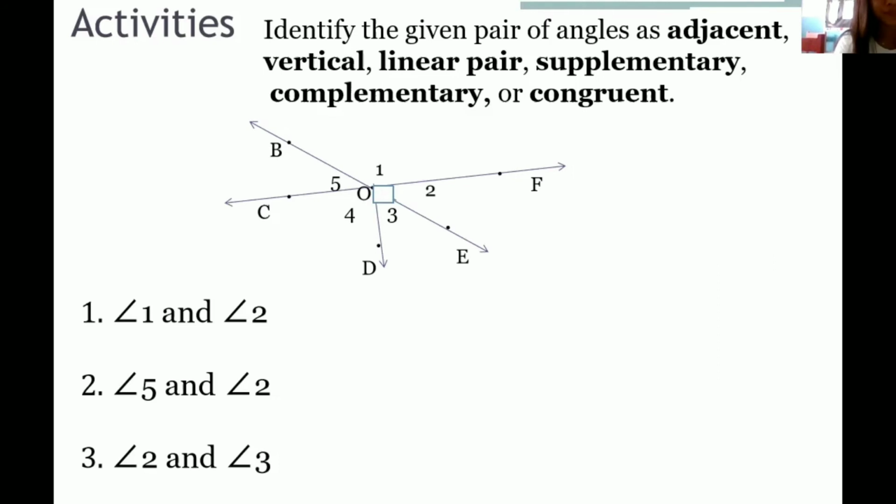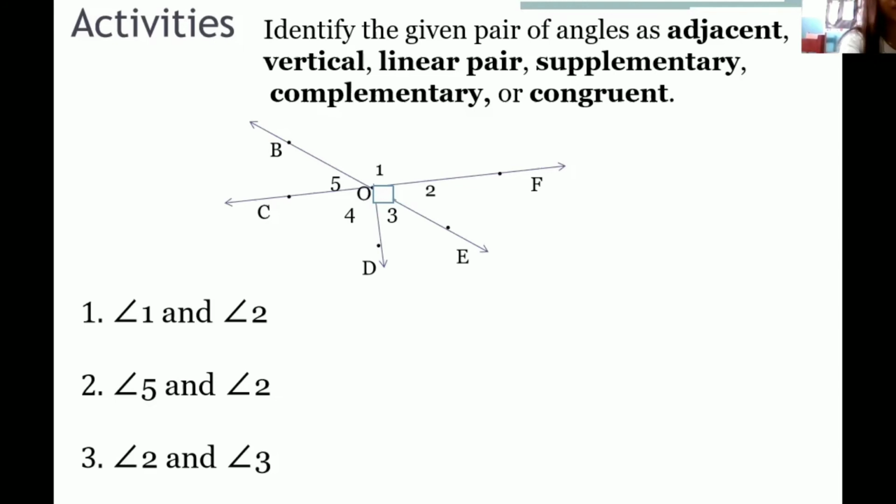Then supplementary angles, if the sum of the two angle measures is 180 degrees. Then complementary angles are two angles whose sum of the measures is 90 degrees. And congruent angles are angles having equal measures.